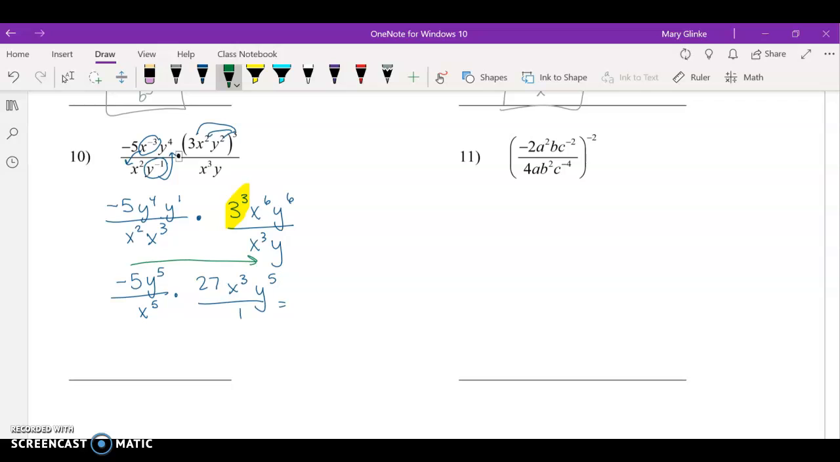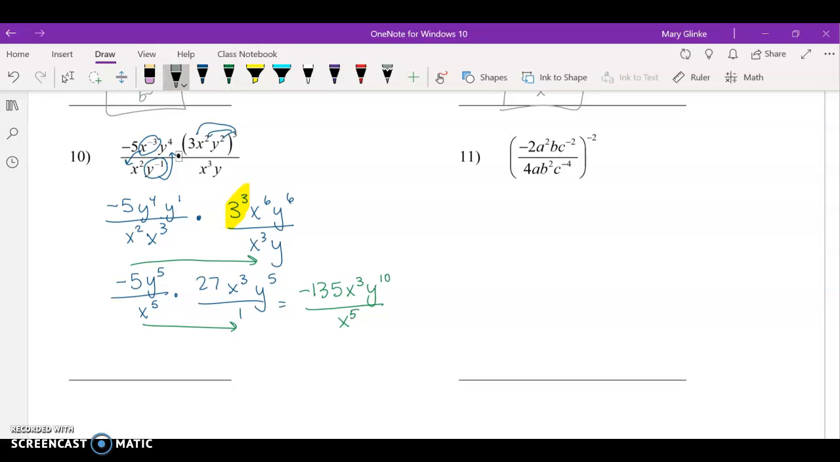Then we're going to multiply across. So we're going to do negative 5 times 27, and that's going to be negative 135. I have 3 x's overall, but 10 y's overall. In my denominators, I only have 5 x's.